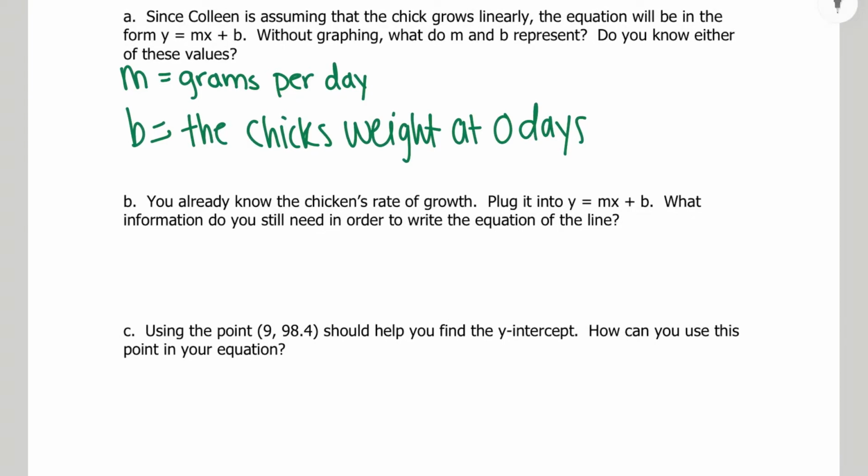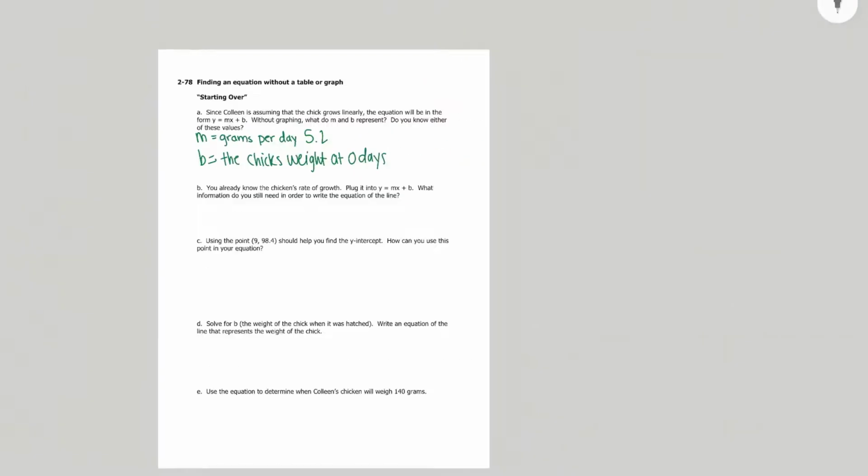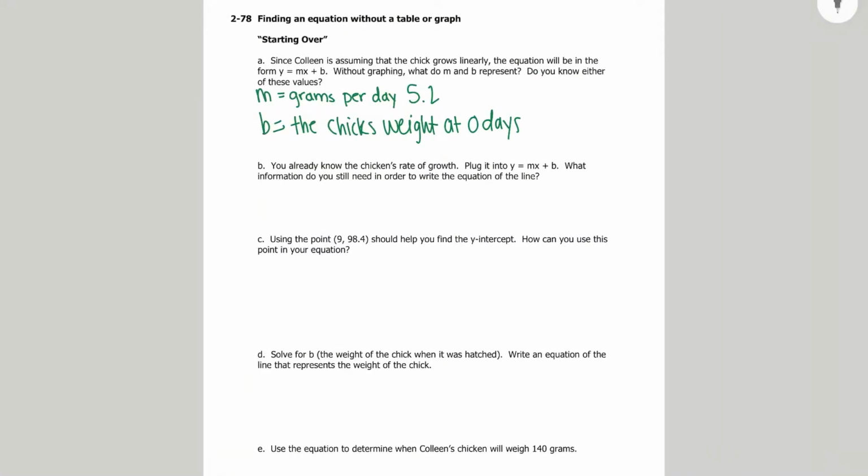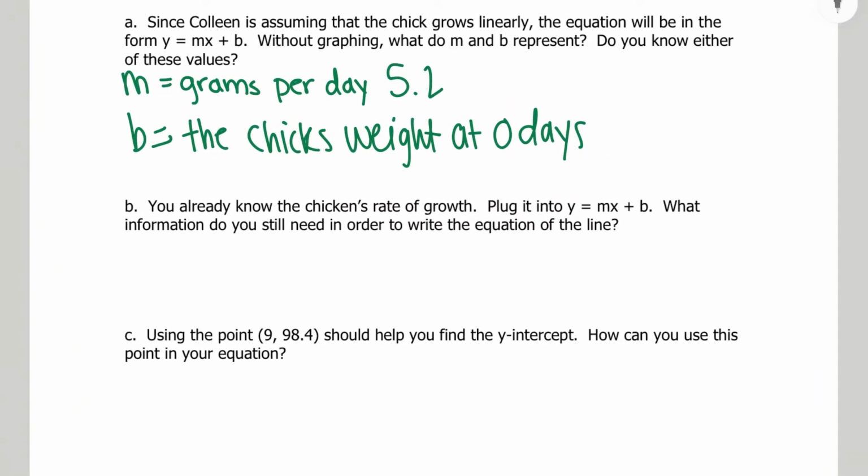So then the next part says, do you know either of these values? So we do know m is 5.2, and then b, we had a guess, but we're not looking at the graph anymore. So like we were saying, we're starting over. So we don't know that. We do know one of the points for sure, but that's not what it's asking. So I'm just going to put a question mark there.